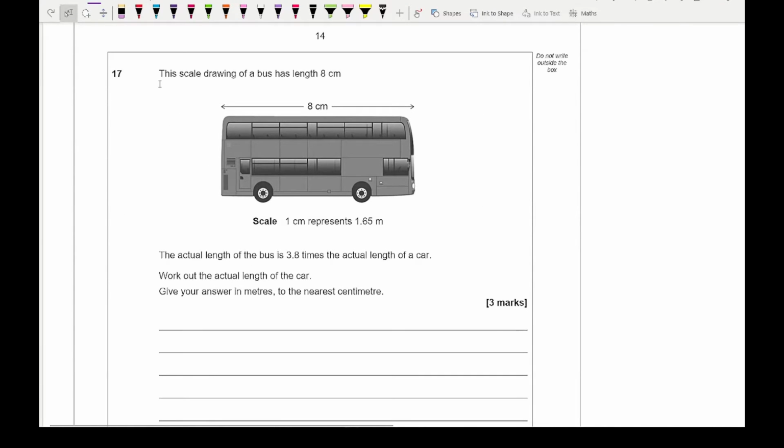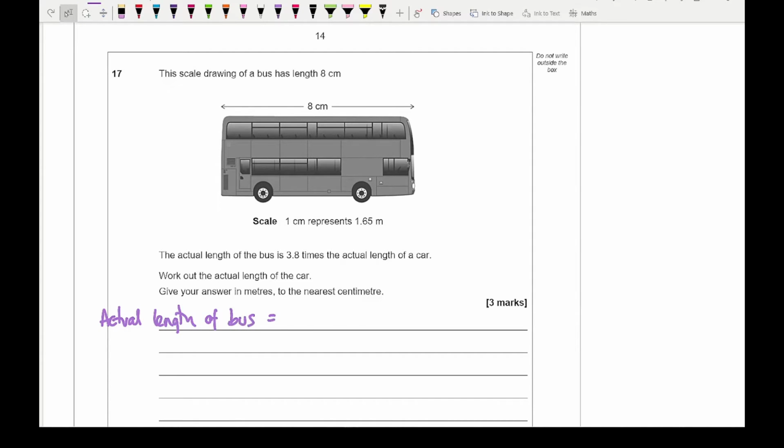Question 17, it says, this scale drawing of a bus has a length of 8. The actual length of the bus is 3.8 times the actual length of a car. Work out the actual length of a car. Give your answer in metres to the nearest centimetre. So first things first, what we need to do is work out the actual length of the bus.